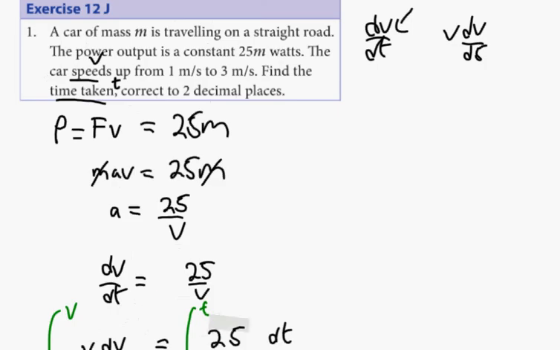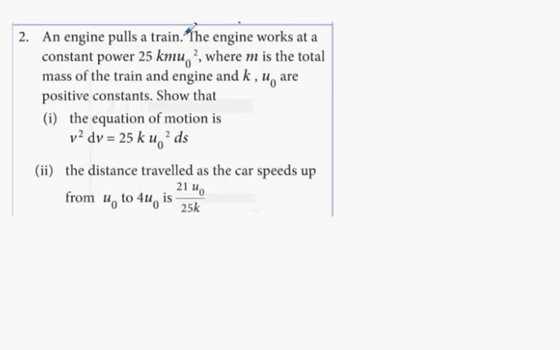Next question after that. An engine pulls a train. The train works at a constant power of 25 k mu subscript 0 squared, where m is the total mass of the train and the engine, and k and mu 0 are positive constants. Show that the equation of motion is v squared dv equals 25 k mu squared ds. Now, see the v, see the s. We're thinking v dv ds. It's the only way to get those two integrals lined up together.